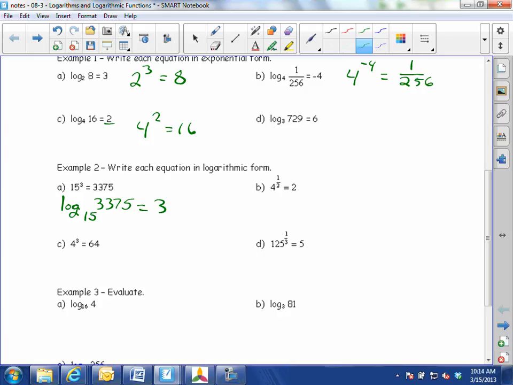Okay, let's look at B. So again, I always like to say it's equal to the exponent. So where is it? This is equal to half. So log base, what's our base? 4. So it's log base 4 of 2 is half.